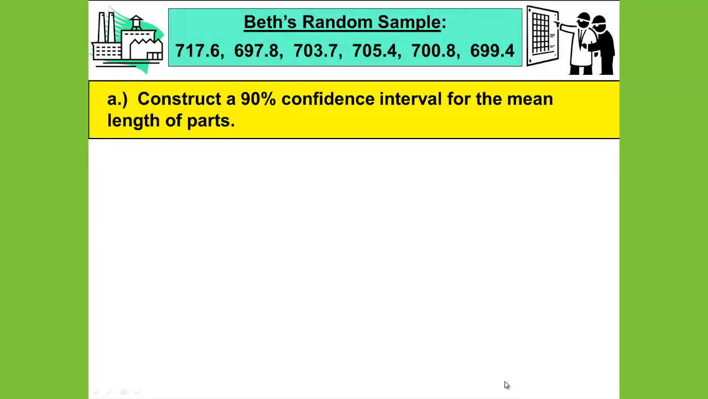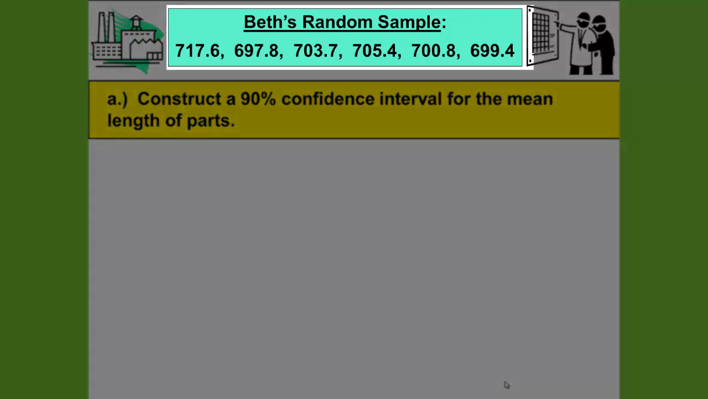So let's start, or I will begin, with the interval. Notice the directions. How do we know what to do? We are asked to construct a 90% confidence interval. Look for that word construct. Then we are given a sample. We're not given numbers or statistics. We are given a sample of 6 numbers. So the first step will involve finding the sample mean and standard deviation.